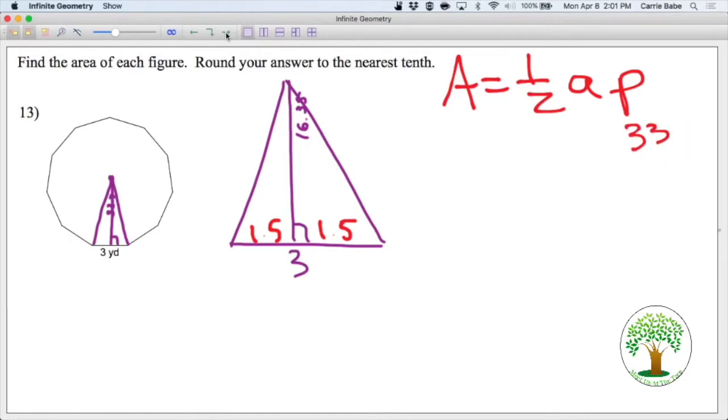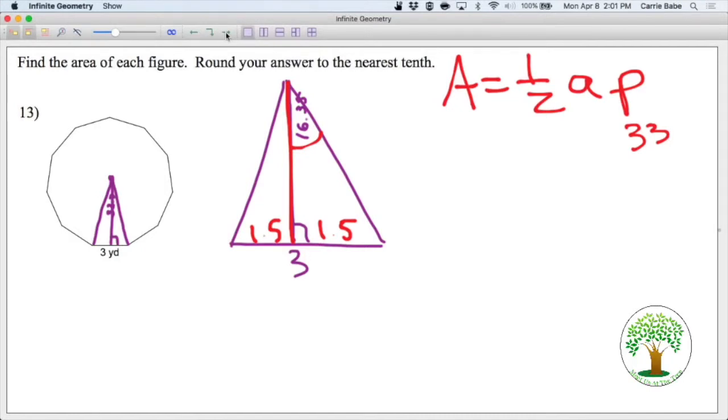We don't know the apothem, but right here I have drawn the apothem, and I'm going to highlight it in red. This is the apothem. You know this angle is 16.35. You know this side of the triangle is 1.5. It is not a 30, 60, 90 triangle, and it's not a 45, 45, 90 triangle. So what else do we use? Sine, cosine, or tangent. Tangent is opposite over adjacent.